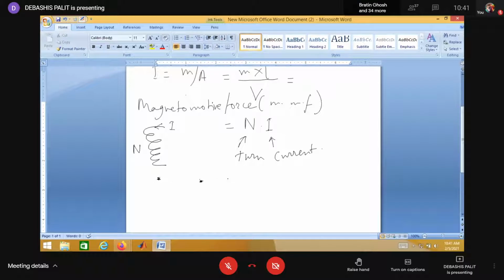Similarly, electromotive force difference, that is to carry one unit positive charge from one point to another point. So that is your electromotive force. Sir, in the case of magnetomotive force, who is doing the work to carry a unit north pole?